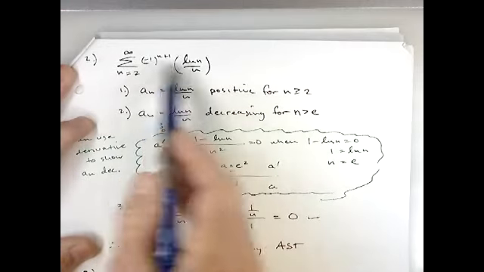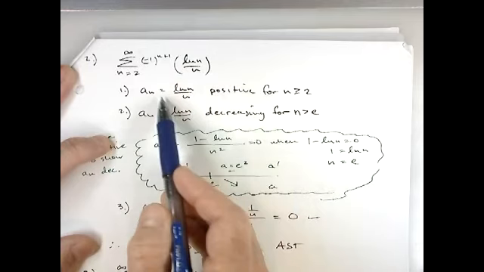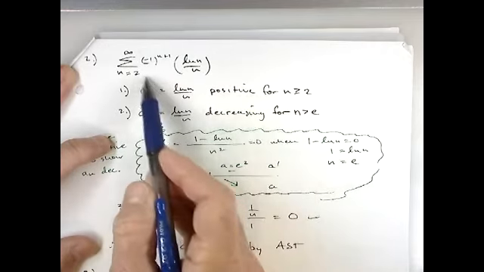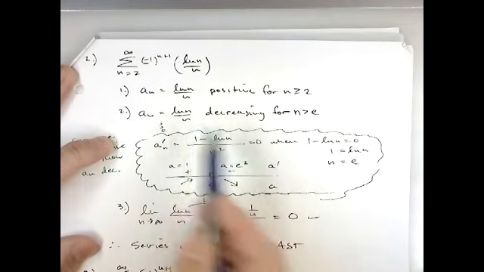Alternating series, -1 to the n plus 1 of ln of n over n. So my a sub n is ln of n over n, which will give me positive terms, okay, definitely for n greater than or equal to 2, which is where I'm starting it.